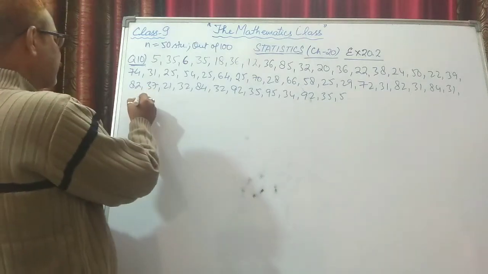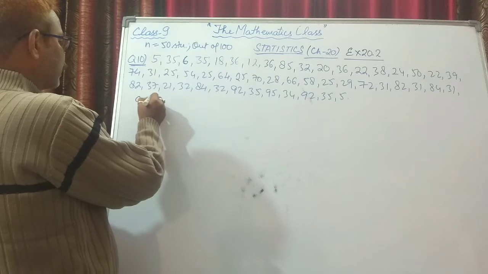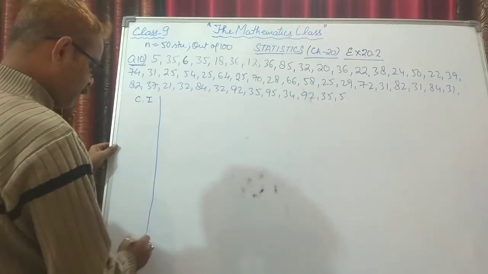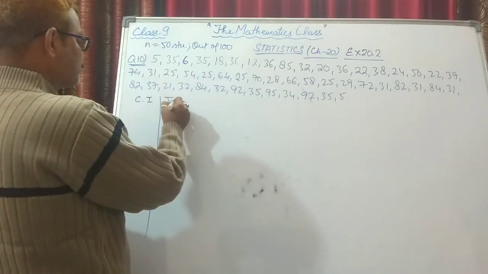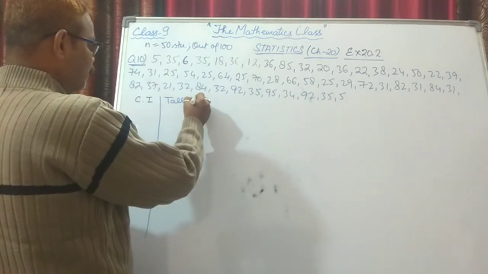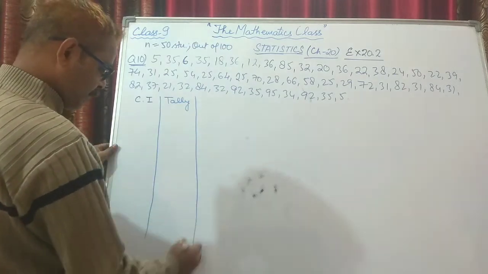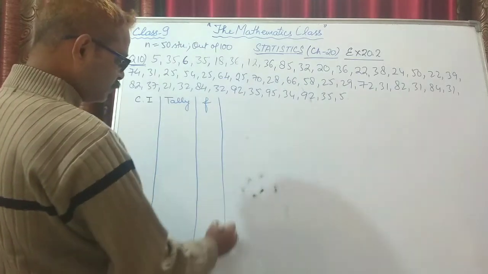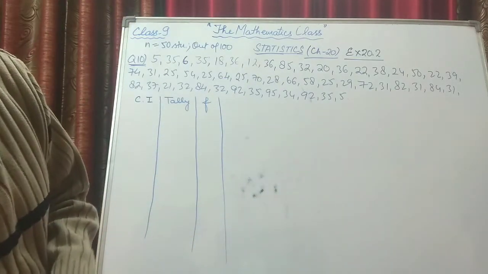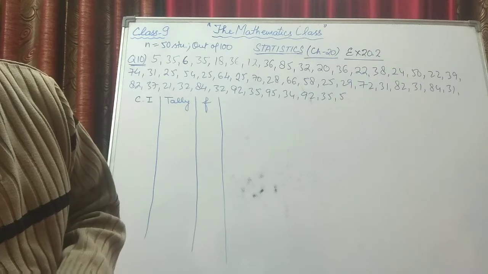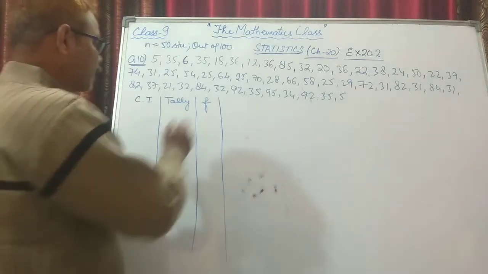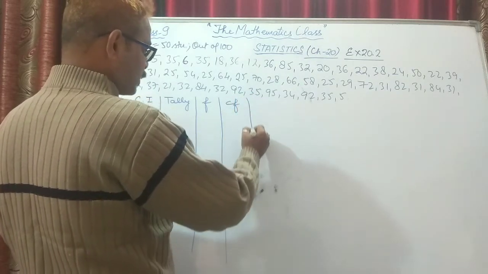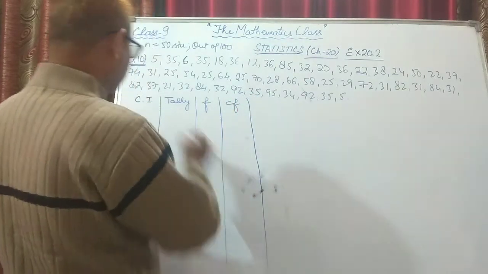So first of all we will make the class interval. I am writing class interval. Then my table will be of tally marks. Then I will be making frequency. And they say construct a frequency as well as cumulative frequency table. You have to make a cumulative frequency table. Frequency and cumulative frequency table all will come in one table only.